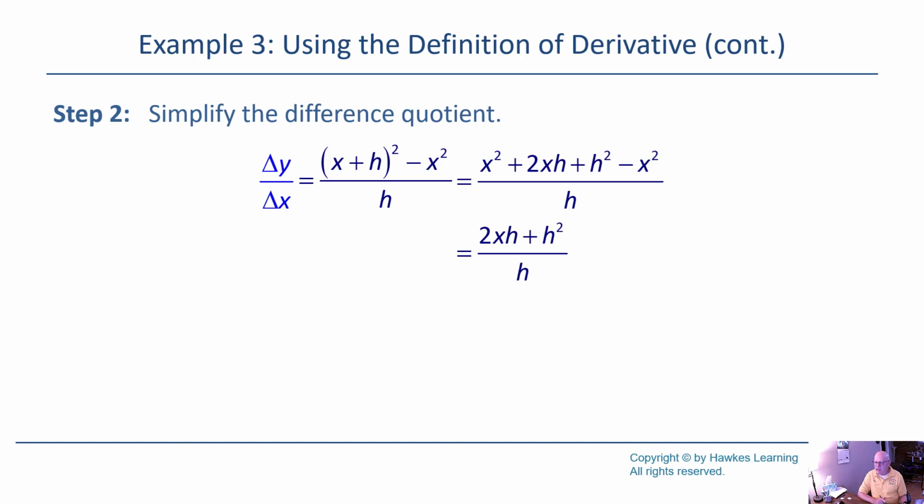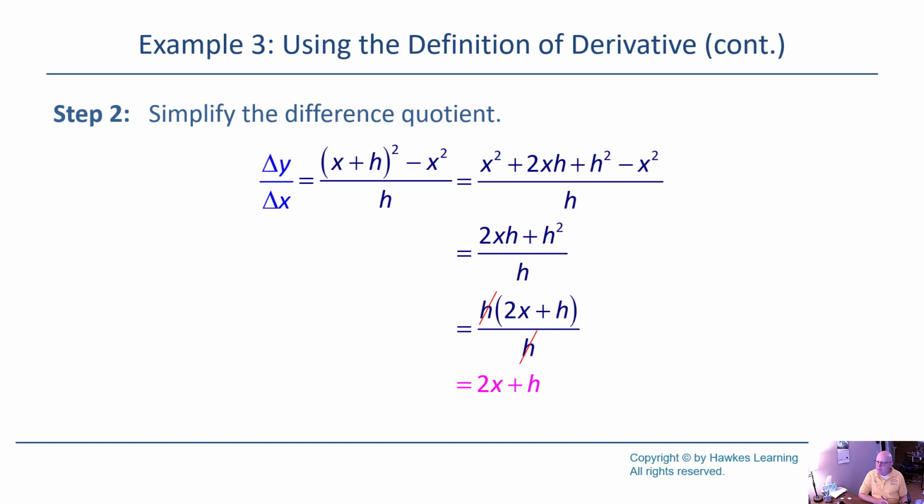Remember, don't lose that h in the denominator. Now divide that h into each term in the numerator, or factor it out like this. Those h's cancel out. And this is what we've got for the difference quotient.